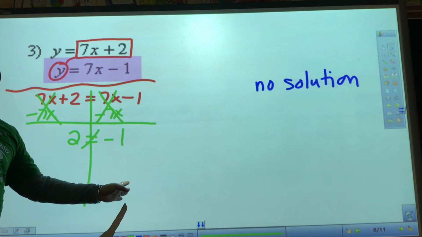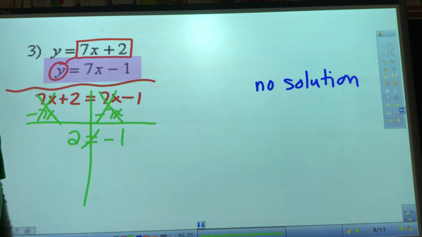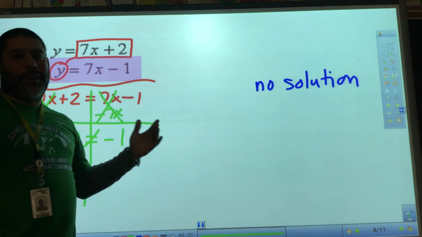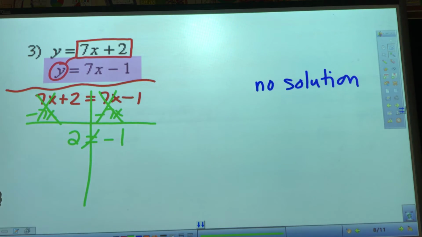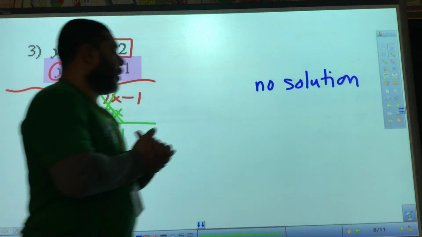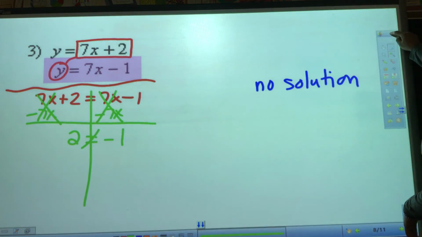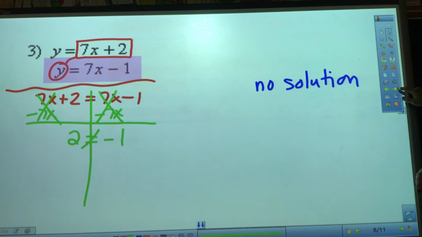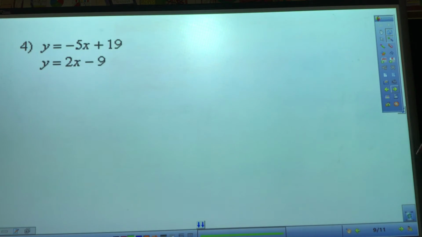If I had 2 equals 2, okay, that's good. That'd be infinitely many. It means we're talking about the exact same line. Okay, they're one over top of each other. Okay, so that's an example of a no solution problem and how it would look, okay, algebraically.